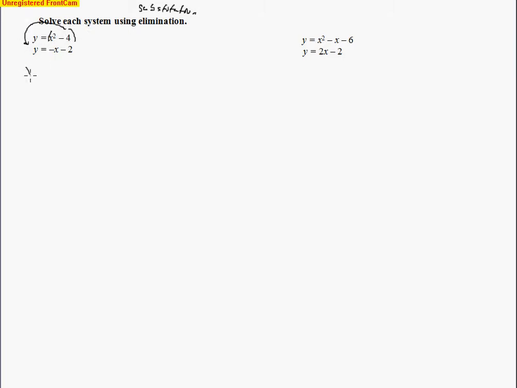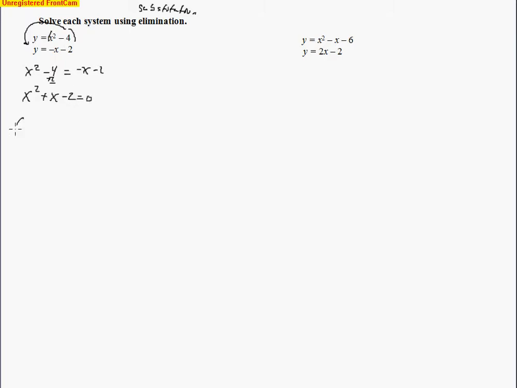So I'm going to substitute in for this y right here. So it's x squared minus 4 equals negative x minus 2. Whenever I've got a quadratic, I solve it by setting it equal to 0 and trying to factor. That's what I'm going to end up trying to do. So I'm going to move the negative x back over to the left-hand side. So that's going to switch signs. And I'm going to move the 2 over. So I'm going to add it. So adding 2 to negative 4 makes negative 2.